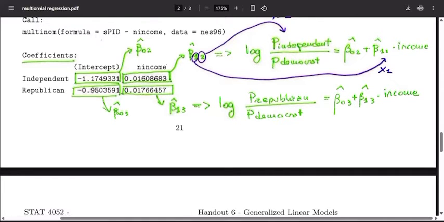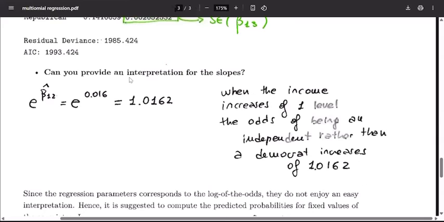But how am I going to interpret that? This is what I got. So I'm going to say when the income increases by one level, the odds, please pay attention. Whenever you have exponentiated, you don't talk about log anymore, but we talk about odds, because the exponentiation of the log of odds is going to give you odds. Because I'm going to write this right now.